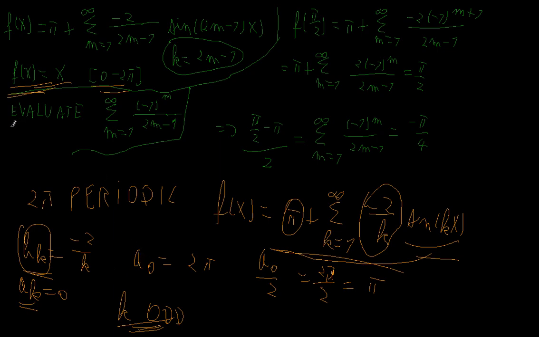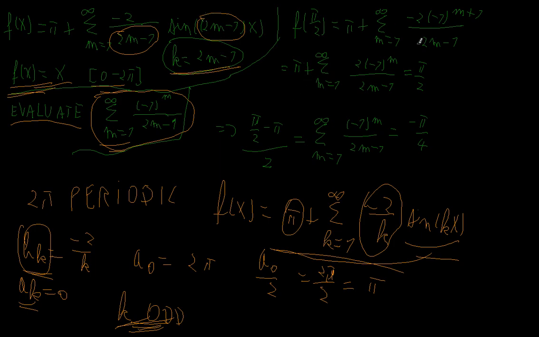So my goal in this video will be to evaluate the sum from m is equal to 1 to infinity of minus 1 to the m power over 2m minus 1. That will be my goal. So the first thing I can do is set k equal to 2m minus 1, because I said k is odd, so I can write it as 2m minus 1, where m is any integer, and so I get that f of x is equal to pi plus the sum from m is equal to 1 to infinity of minus 2 over 2m minus 1 times sine of 2m minus 1 times x. So instead of k here, I have 2m minus 1, and instead of k here, I have 2m minus 1.